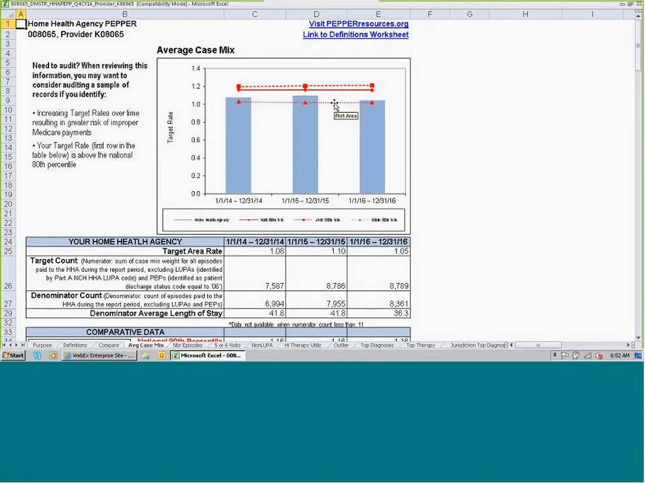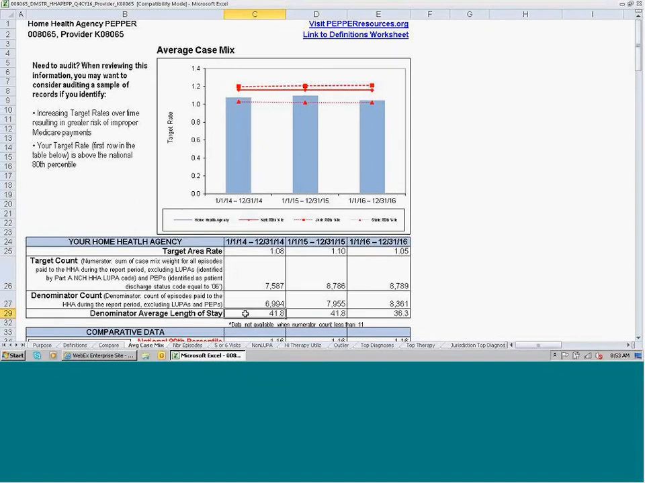Below the graph, we identify the target area rate or percent. These are the values that are graphed as these blue bars up here. We also identify for you the numerator, or the target count. For this target area, this is representing the sum of the case mix weight for all of the episodes during the report period during this calendar year, excluding the LUPA and the PEP. And then here is our denominator value, which is the total number of episodes that were paid during the report period, excluding the LUPA and the PEP.